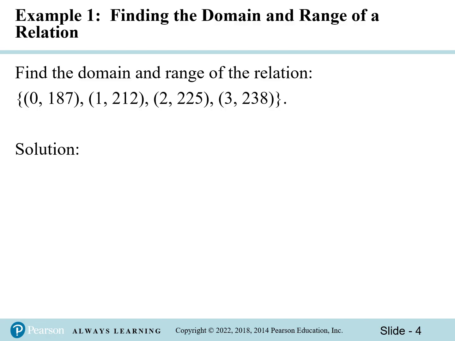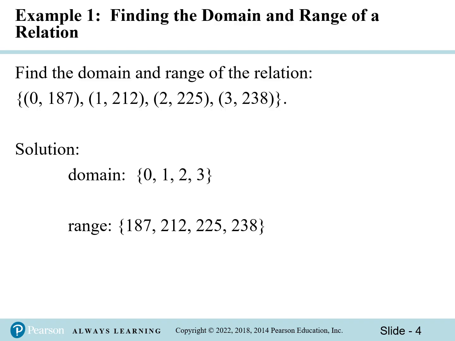So for the first example, find the domain and range of this relation. The domain is all the x values, so it's 0, 1, 2, and 3. The range are all the y values, so 187, 212, 225, and 238. Simple as that. Nothing tricky when it's ordered pairs. Those are the easy ones. You just list what you see.